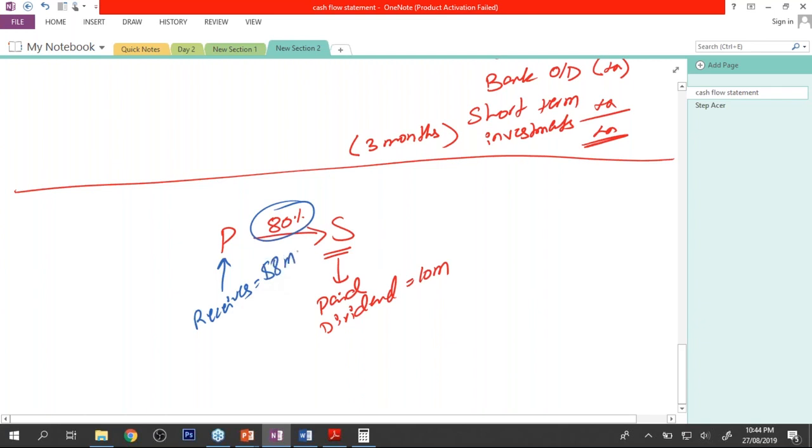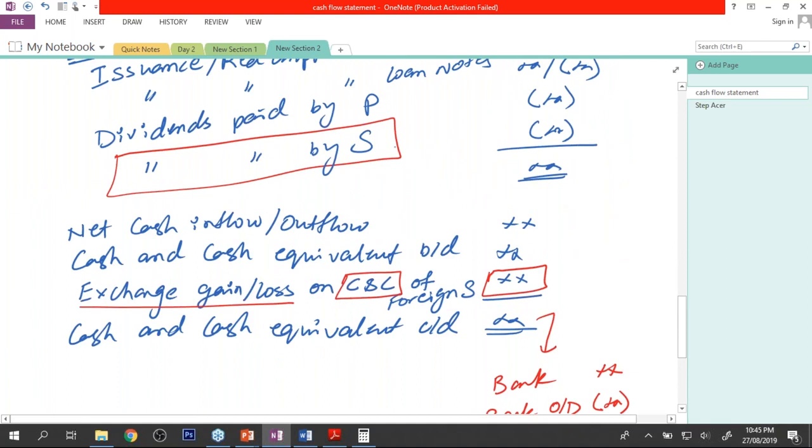So from the group's perspective, we say that we have only paid a dividend of 2 million because the dividend of 8 million came back into the group. The subsidiary paid 10, parent received 8. So from the group's perspective, we only pay a dividend of $2 million. So when we talk about the dividend paid by subsidiary, we are only going to record the dividend paid by the subsidiary to NCI, not the entire dividend that is being paid.